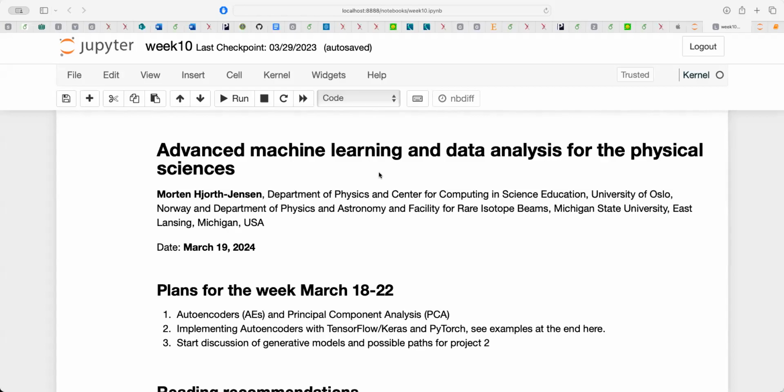Welcome back, everybody. The topic this week, which is the last one before the Easter break, is to try to wrap up these discussions about autoencoders linked with the principal component analysis. And one of the reasons why we introduced the principal component analysis is that this is a method which is widely used as an unsupervised method.